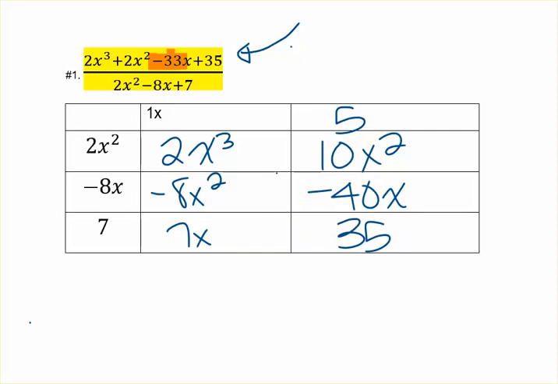So the final answer is the top row of these columns. So my final answer is 1x plus 5.